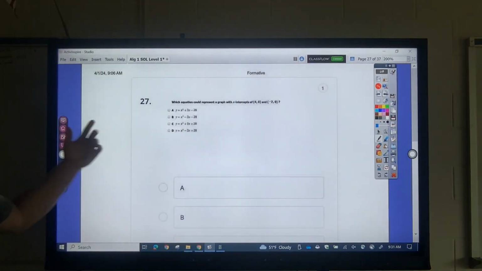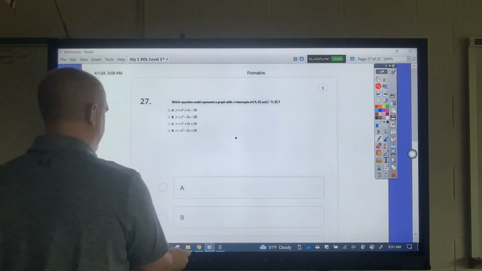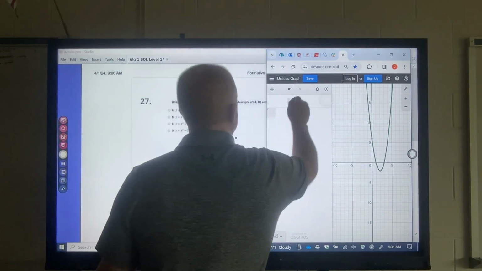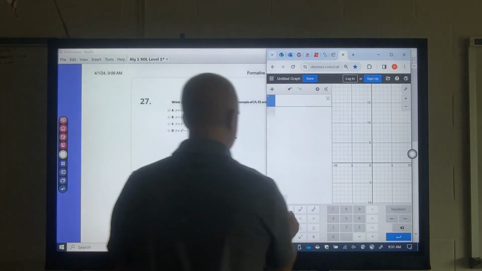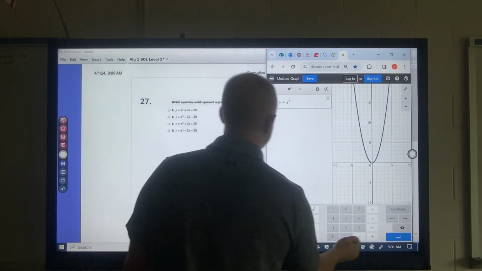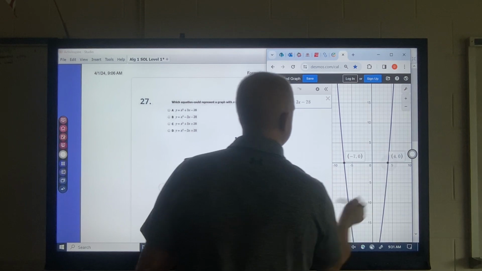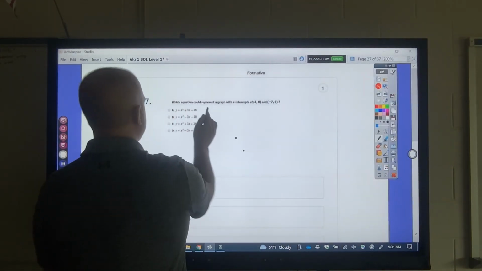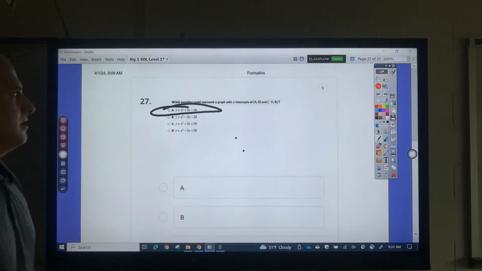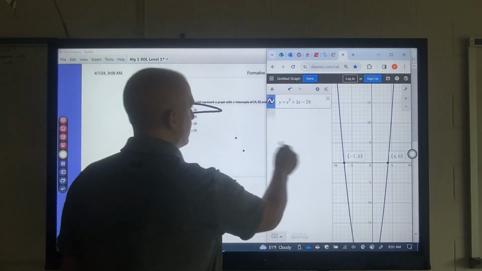All right, which equations best represent this? Okay, have x-intercepts of 4, 0 and negative 7, 0. This could have easily been a solution one. X squared plus 3x minus 28. That's at negative 7 and 4. And that's what I want there. Okay, all right, negative 7 and 4. Negative 7, 0, 4, 0.